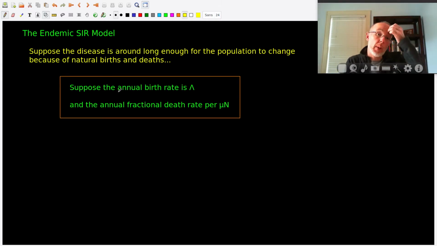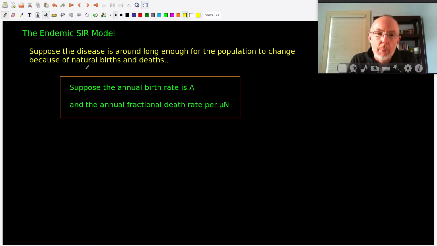Okay, so suppose we have a population where a disease sets in such a way that the disease is around for a long time, long enough that the fact that people are dying by other causes and that people are being born makes an impact on the population. The flu is an example of a disease like that. People die of the flu, but it's not an epidemic in the sense that that's the dominant thing happening in the population.